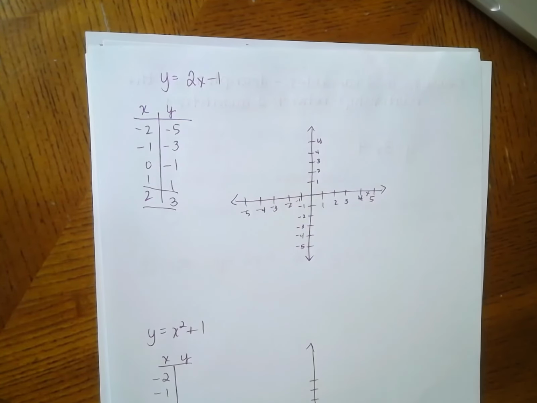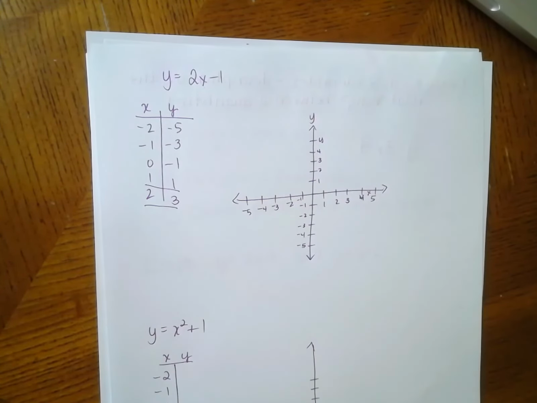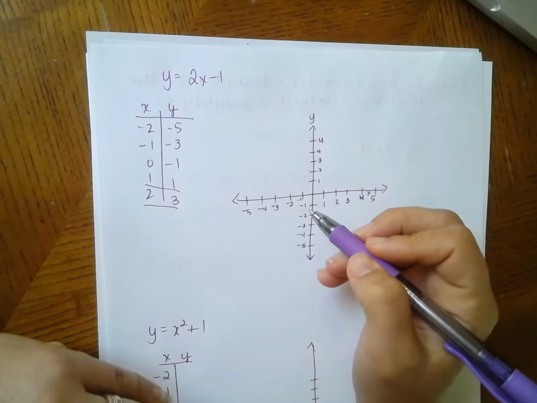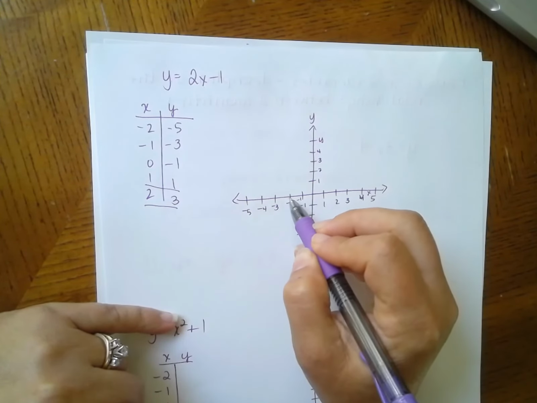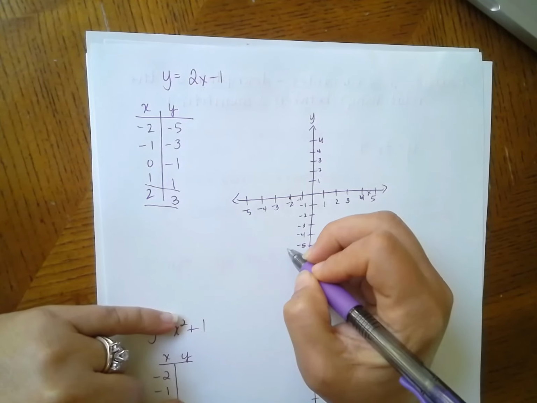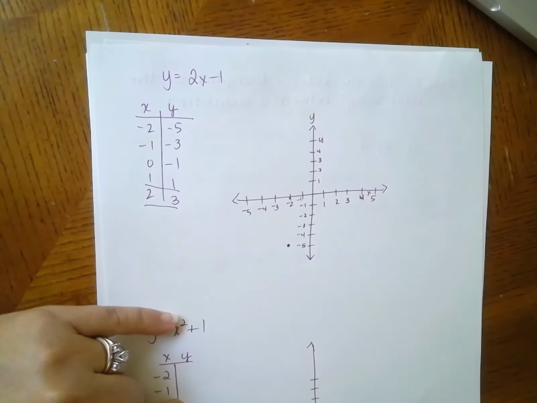Okay, so again, x is the directed distance from the y-axis, and y is the directed distance from the x-axis. So when I plot negative 2, negative 5, that means I'm going to go to the left for x. So there's negative 2, and then I'm going to go down here to negative 5. So here's my first point. So that's negative 2, negative 5.